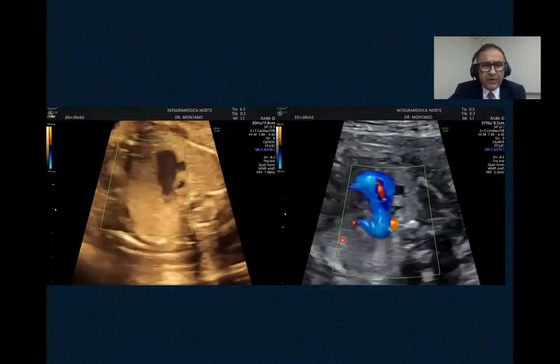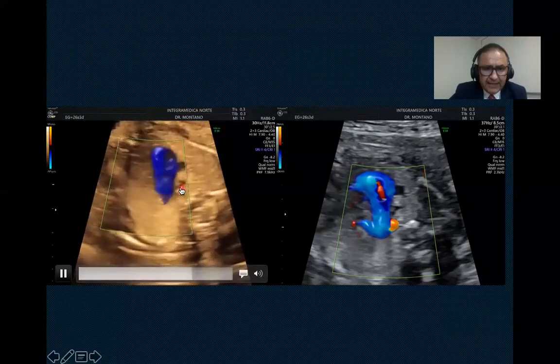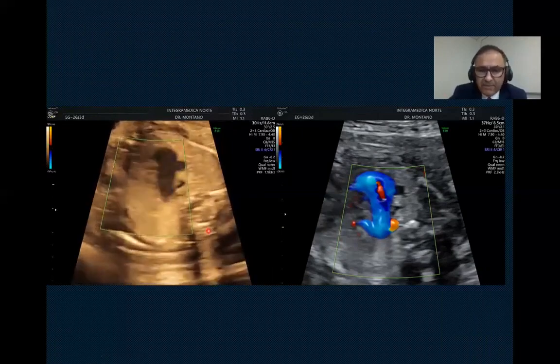A characteristic feature of truncus arteriosus is that on the 3-vessel trachea view, we will see 2 vessels, the transverse aortic arch and the vena cava, because in this case, the ductus arteriosus is absent due to agenesis of the ductus arteriosus. Therefore, we will see the transverse aortic arch and the vena cava.